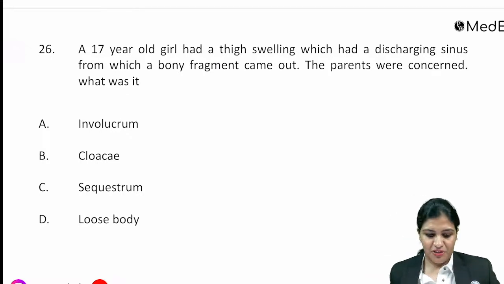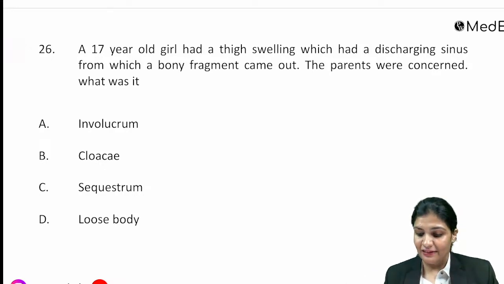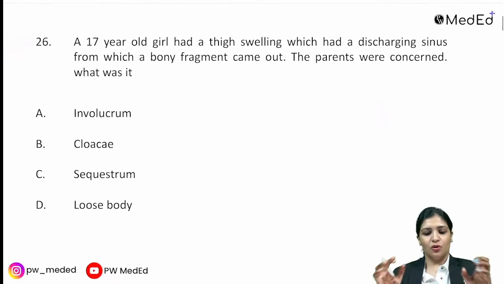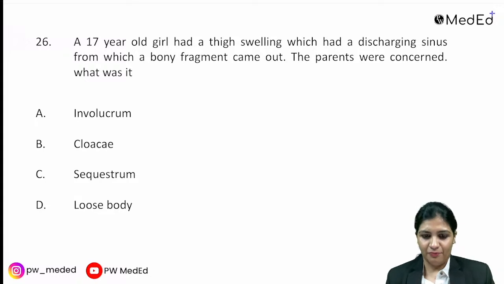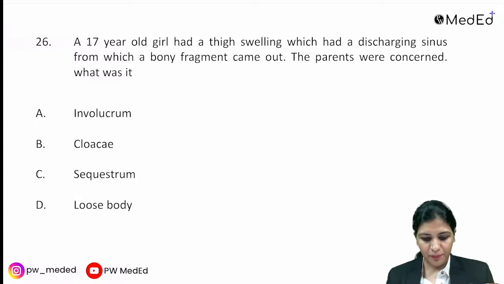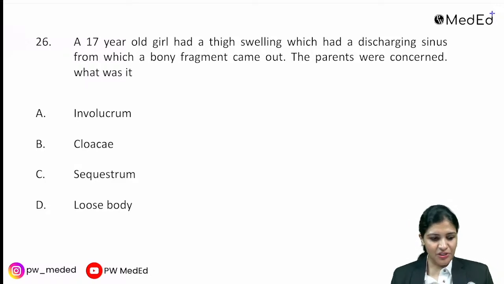This is the first question coming up. A 17-year-old girl had a thigh swelling which had a discharging sinus from which a bony fragment came out. The parents were concerned. What was it? This question was asked in previous exams. I know you all already know what it is, but let me make it clear for the few people who want to understand more.